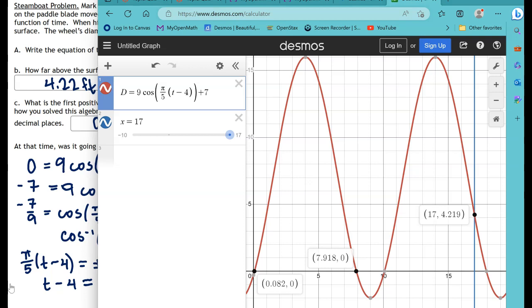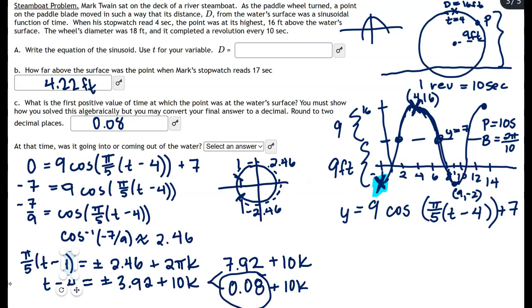And then the last question is, at this time, was it going up out of the water or down into the water? So just looking at our graph, I think is the best way to answer that again. If we're looking at the 0.082, then we can see that it is actually going up out of the water at that point. So that should be our answer for that very last question.